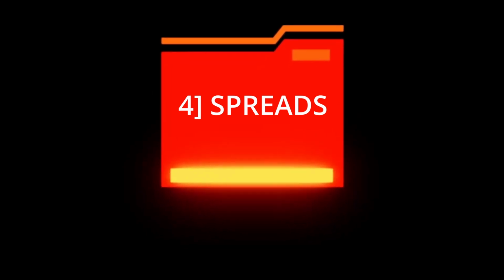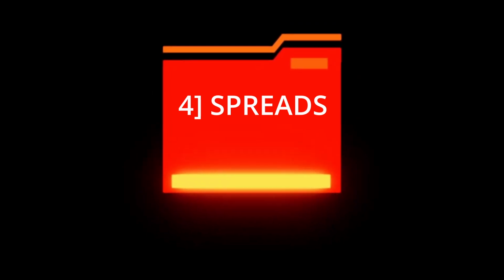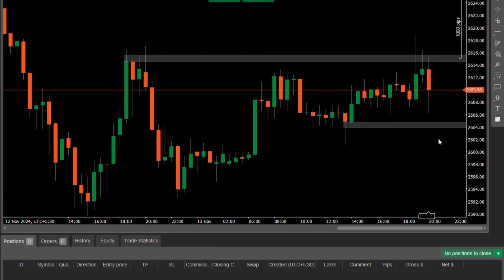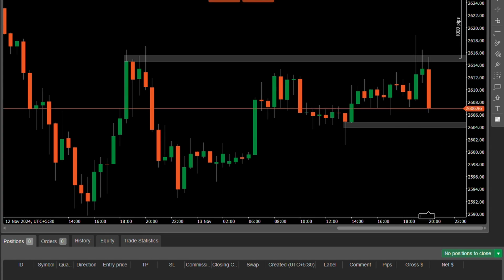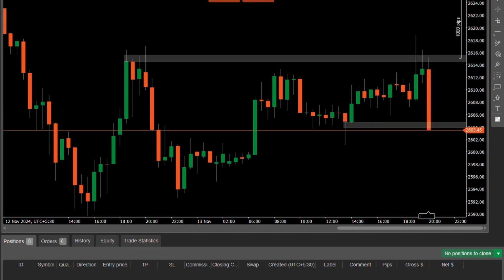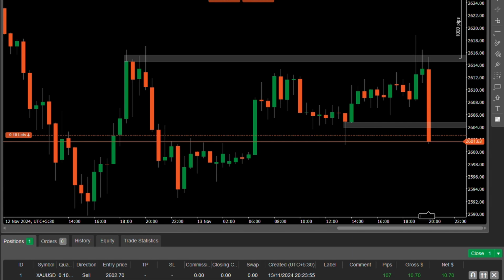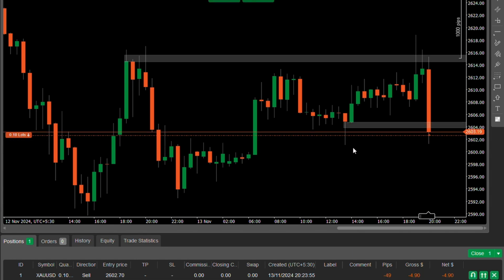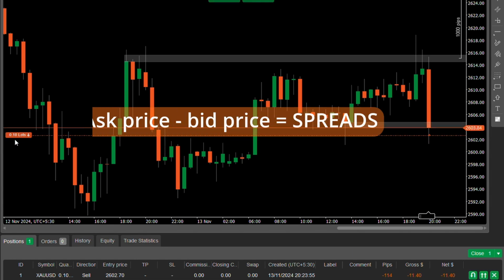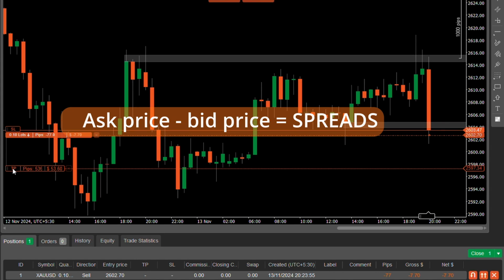Spreads. Each transaction has a bid and an ask price. These two prices form the basis for trading on the Forex market. When you're looking to buy an asset on the Forex market, you will pay the ask price for the base currency. When you're looking to sell an asset on the Forex market, you will sell at the bid price. The difference between the bid and ask price is called the spread.